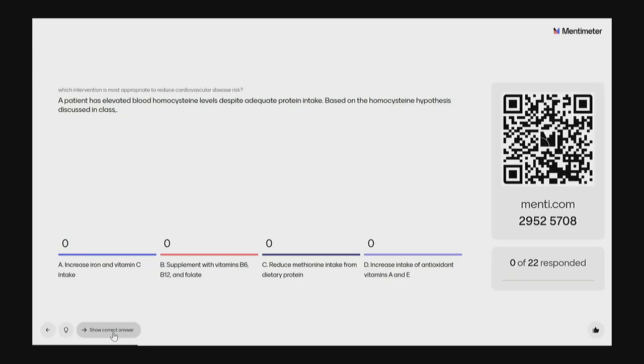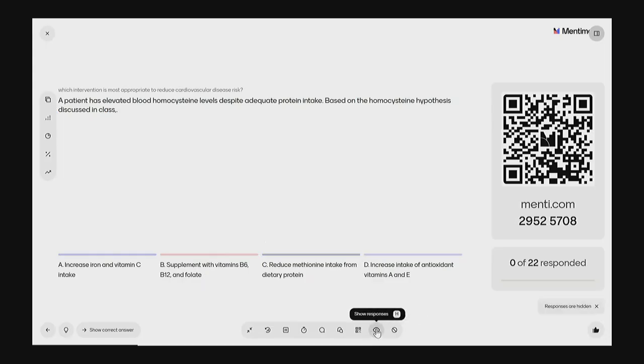Next question. It says a patient has elevated blood homocysteine levels despite having adequate protein intake. Based on the homocysteine hypothesis that we saw yesterday when we were looking at vitamin Bs, which intervention is most appropriate to reduce cardiovascular disease risk that is related to high levels of homocysteine? By saying that, I have given a clue. What do we think?